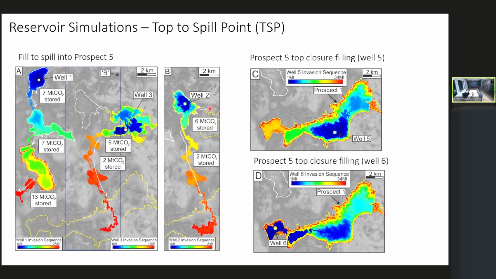For wells 2 and 3, after filling the structure, they then spilled using the same migration path to reach prospect 5. So if we take well 3, if we were to inject here, we'd be able to store 9 million tons, as well as the 34 million tons in the closure itself, which increases the total storage capacity from a single well.